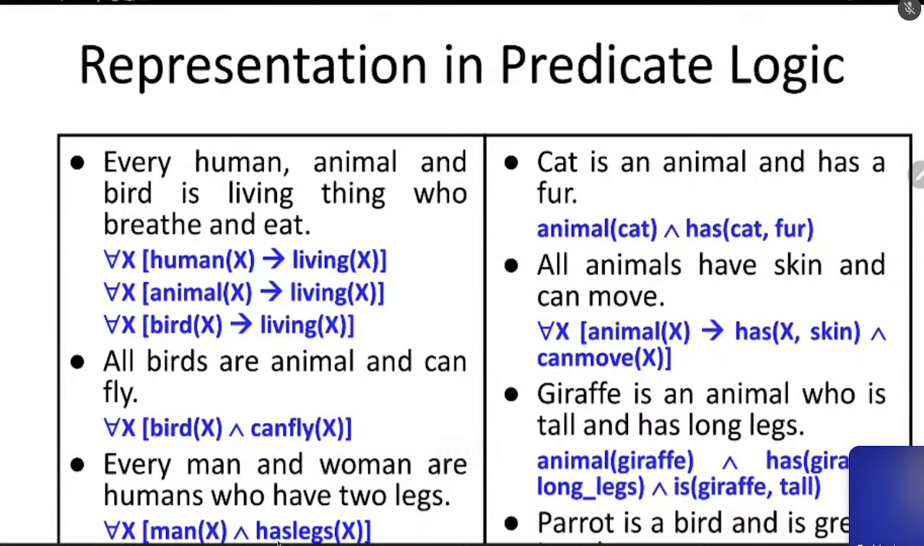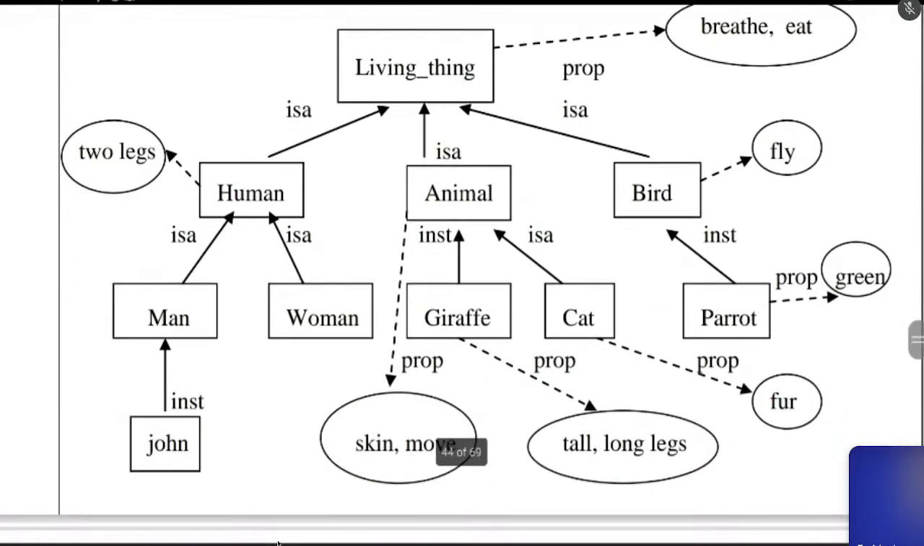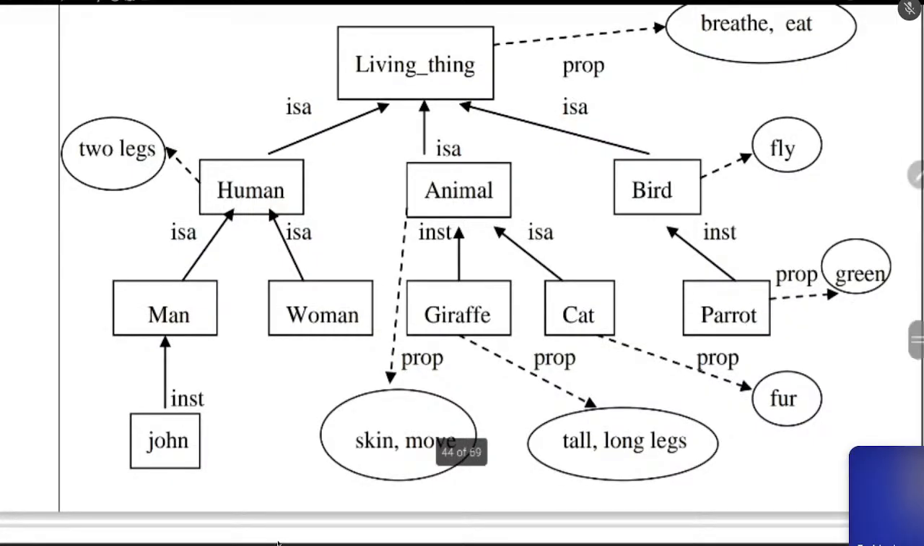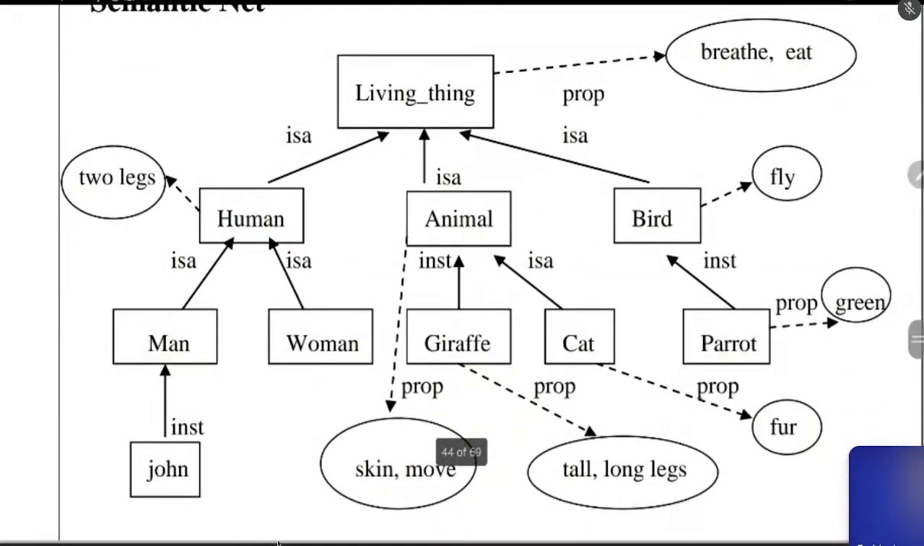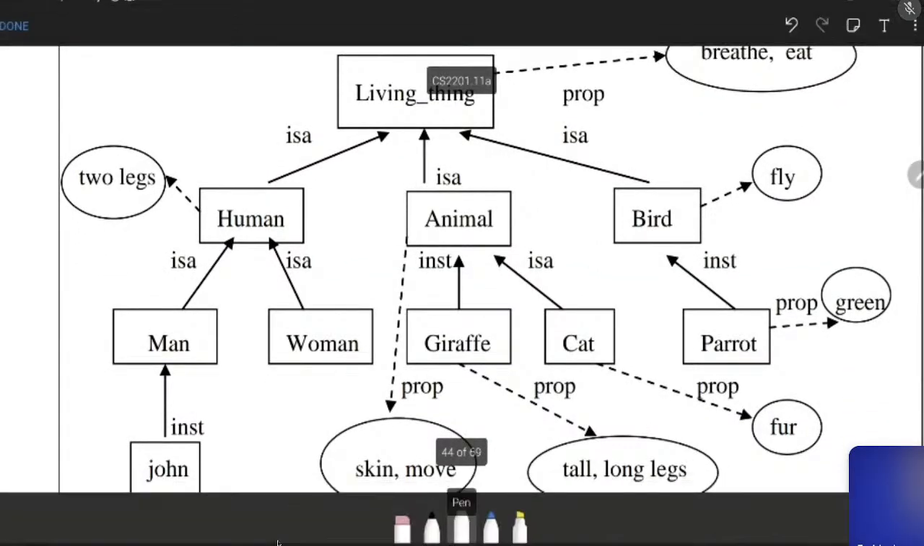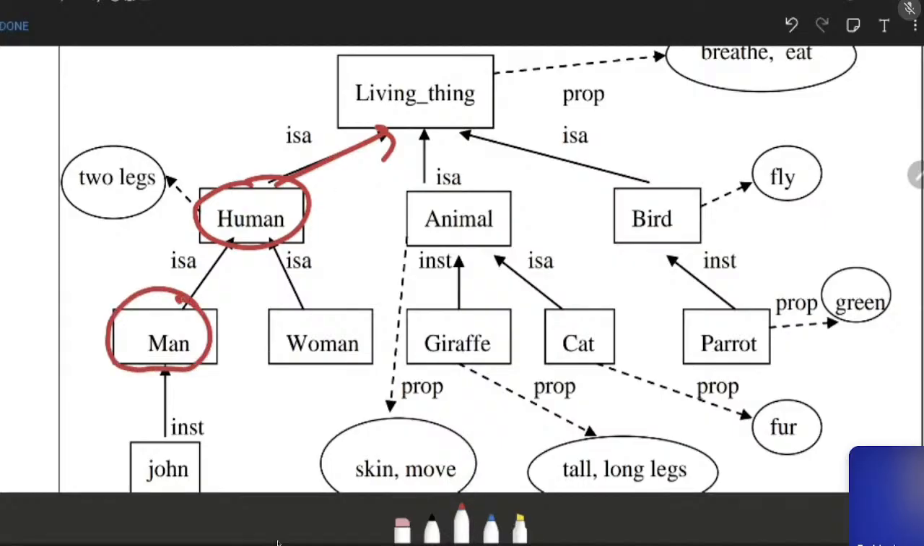For all x, human x implies living x. So I think you can build everything one by one. You don't have to get overwhelmed. Let's start with human. Human is a living thing, but man is a specialization of human. So man is a human, woman is a human. John is a man. John is an instance of man. So you have instance, you have is a.